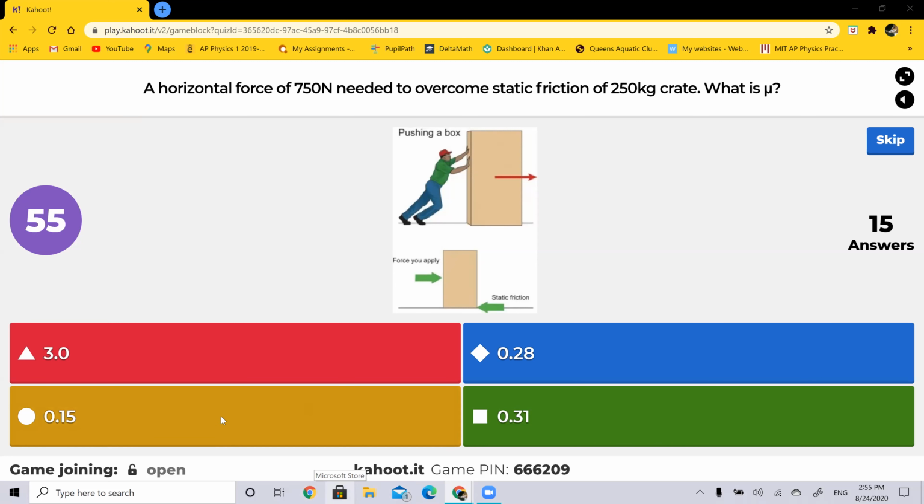Ryan, stop giving correct or wrong answers. It's not nice. Yeah, give everyone a chance. If you want to say the answer, say it after the question is done.